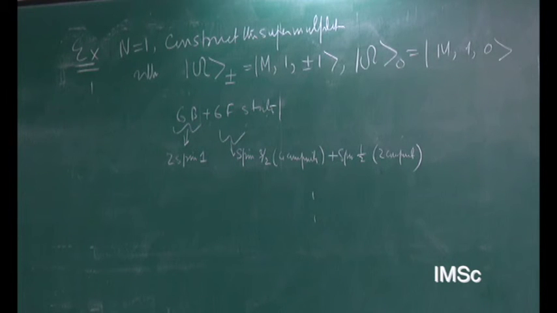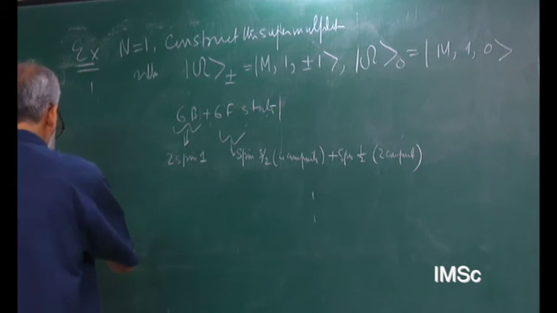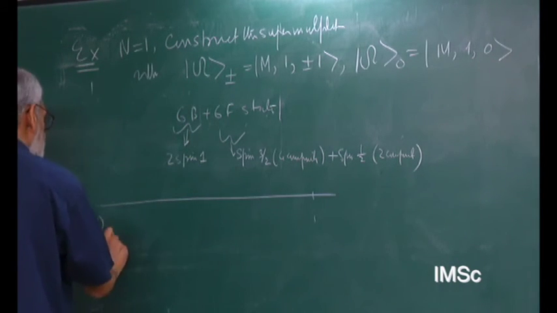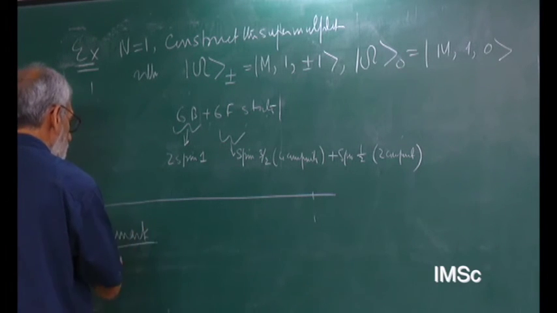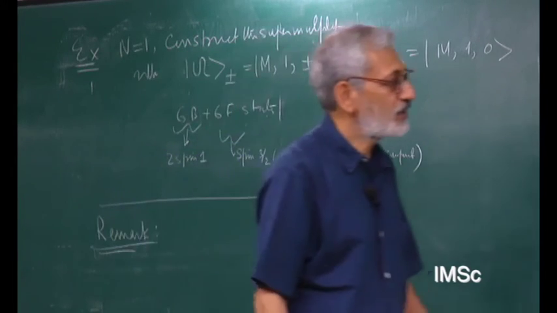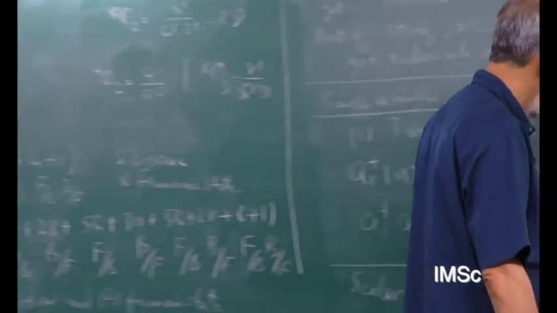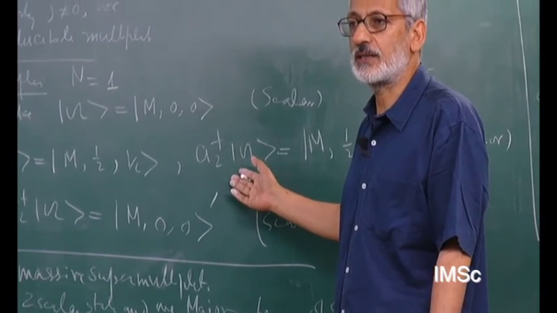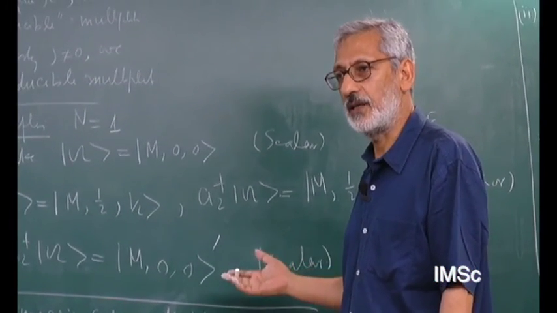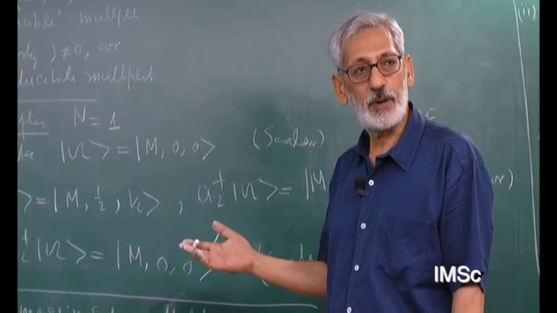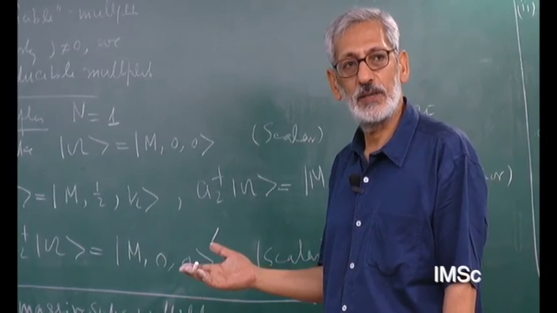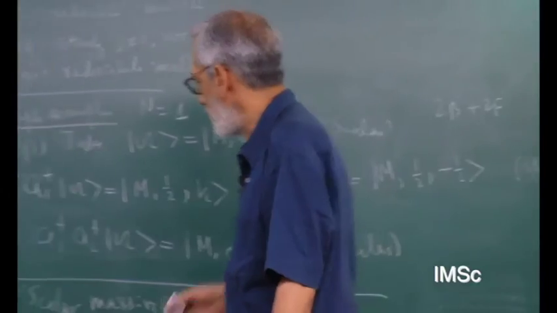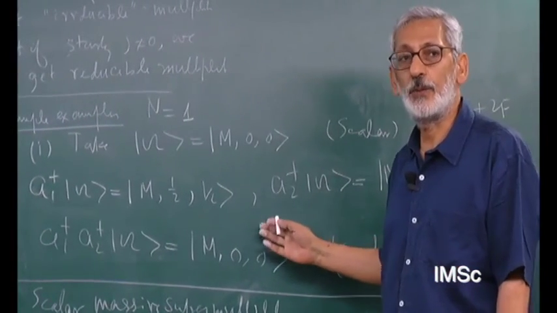Now I think we have run out of time, but let me take a few more minutes. One final remark. For the n equal to 1 theory, we constructed the simplest multiplet. This was the scalar supermultiplet. It had only scalars and fermions. If I want to write a field theory for this set of particles, I can always write a quantum field theory of a complex scalar and a Majorana fermion, both massive. So I can write a renormalizable quantum field theory for this multiplet.